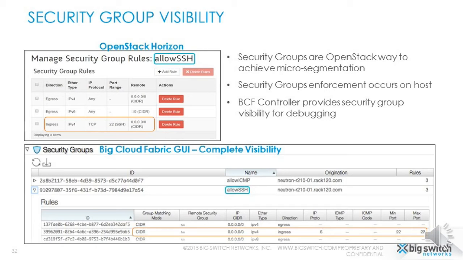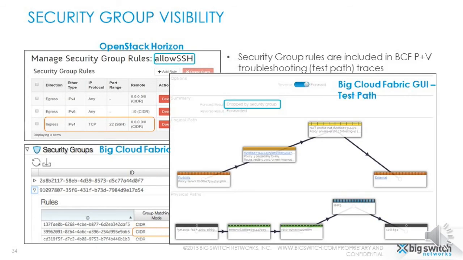Leveraging BSN Neutron plugin, BCF controller provides security group visibility. As shown on left-hand side, allow SSH security group is configured in Horizon. Lower part of the screen shows how it will be seen on Big Cloud Fabric Controller GUI. Network admin has complete visibility of these security groups. Additionally, we have extended test path feature for security group as well. So if traffic is impacted by security group, one can very easily debug and find out the root cause of the problem. Let's look at the demo of Big Cloud Fabric P+V solution.